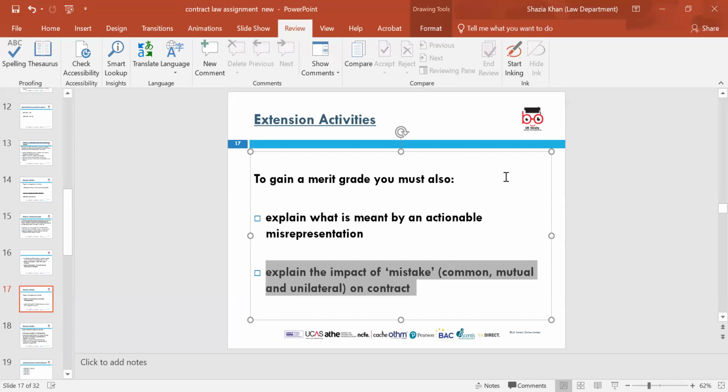So common, mutual and unilateral mistake on a contract. And these need to be both completed to complete the merit grade and the extension activity. So they both need to be a heading and you need to write under each one.